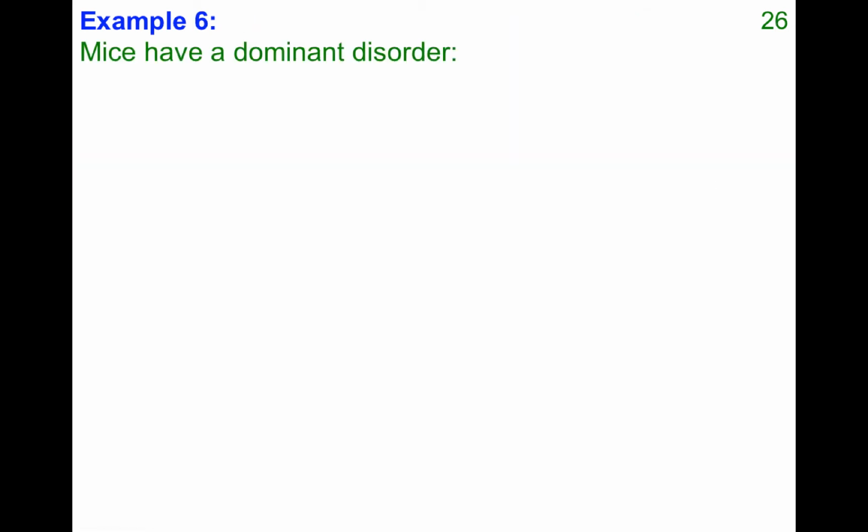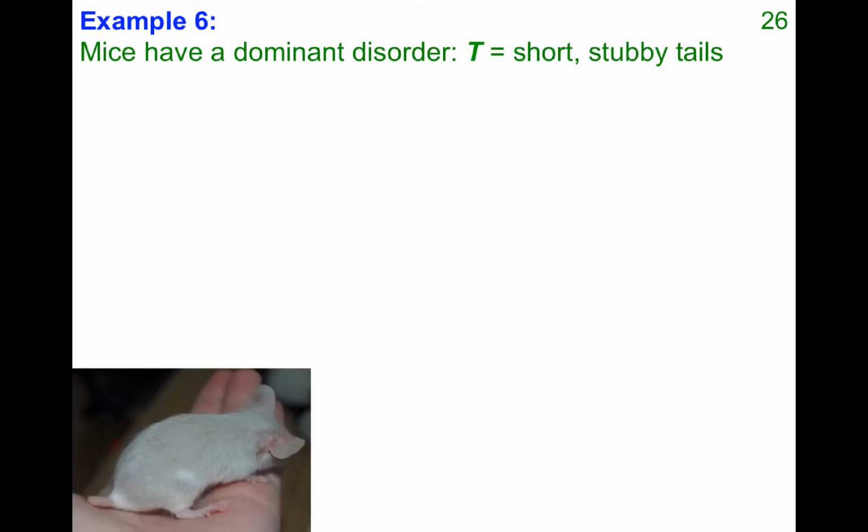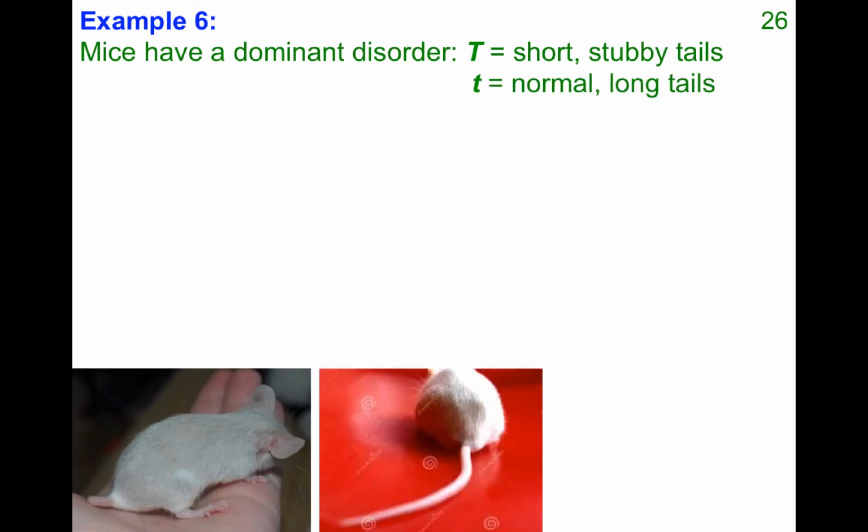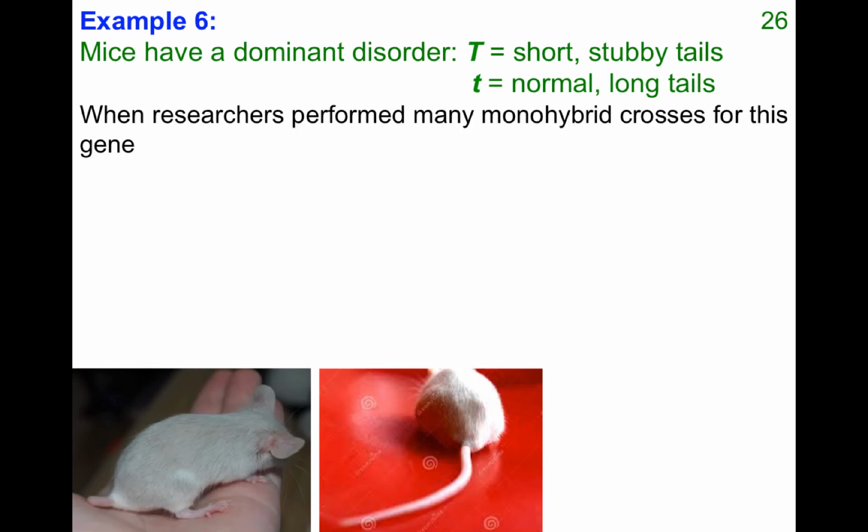So get used to that language: strong mutation means more messed up, and therefore means more recessive as well. Okay, so the mice have a dominant disorder, so that if it has a big T allele, it will have these short, stubby tails. This tail isn't curled around the body, it actually just stops right there. That's how short the tail is. Whereas if it has two of the recessive alleles, it would have a long, normal tail. So it's a dominant disorder. The disorder is caused by the dominant allele.